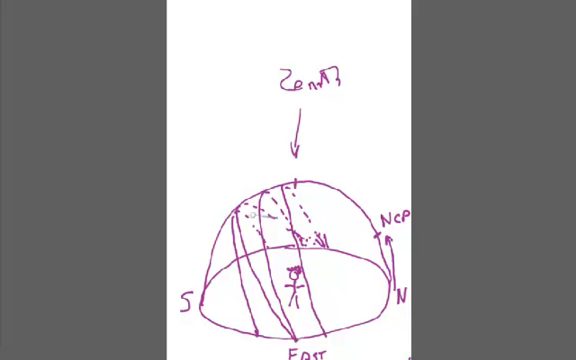It's at an angle of 23.5 degrees. That's the angle from here to here. That's 23.5 degrees, showing how much the orbit of the Earth is tipped with respect to the Earth's equator.